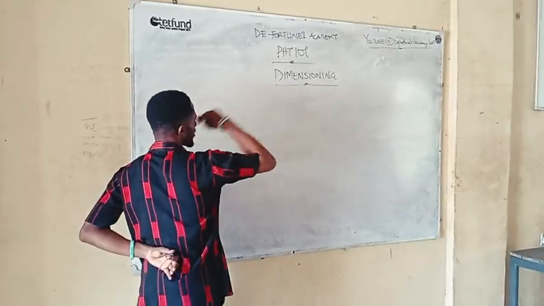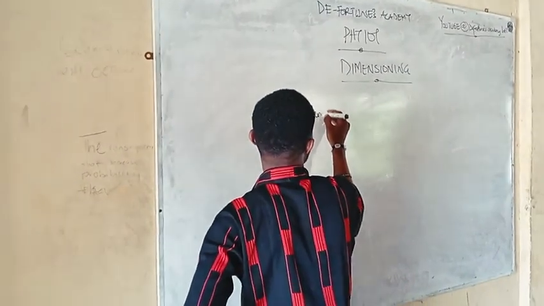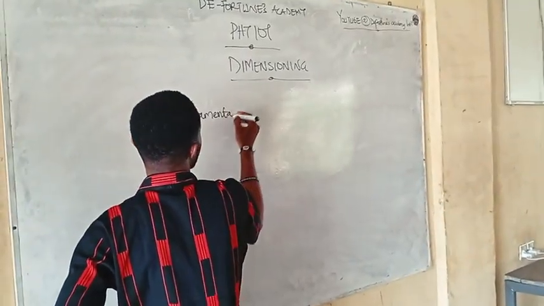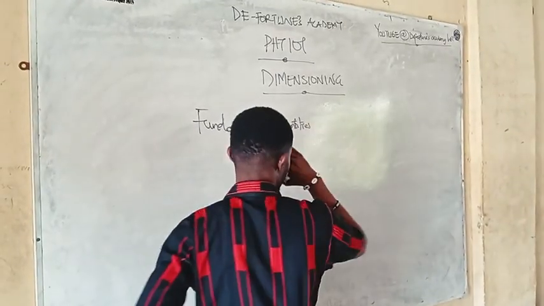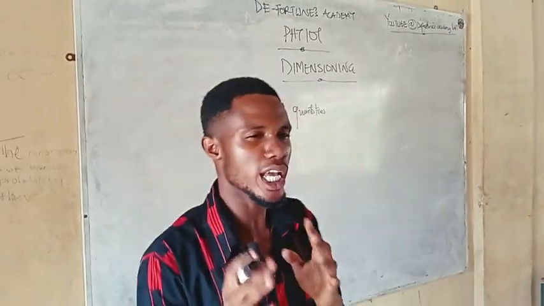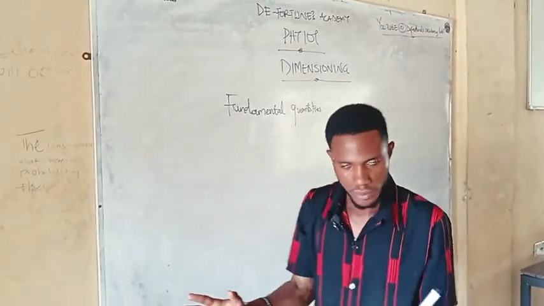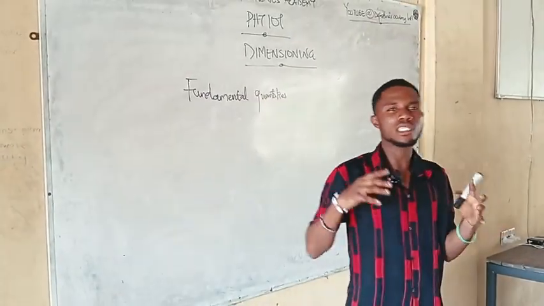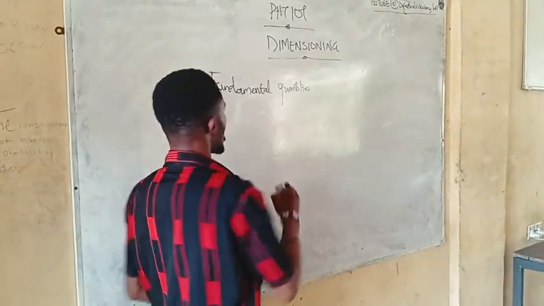Now, we have two types of quantities in physics. The first is fundamental quantities. These are independent quantities. That means these are quantities that do not depend on another quantity. They can stand alone. They are not gotten by a simple combination of any other quantities. And the first quantity under this is what we call mass.